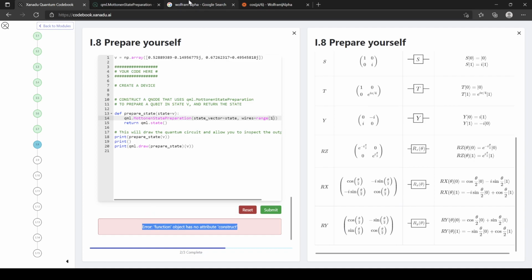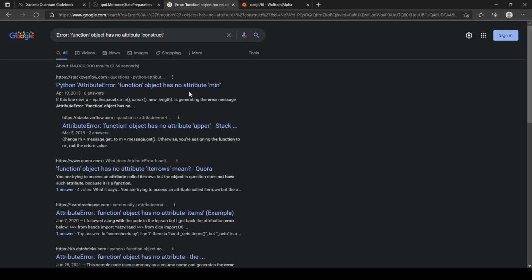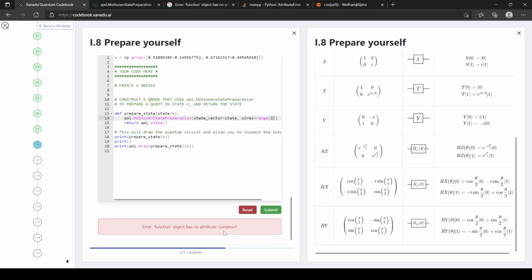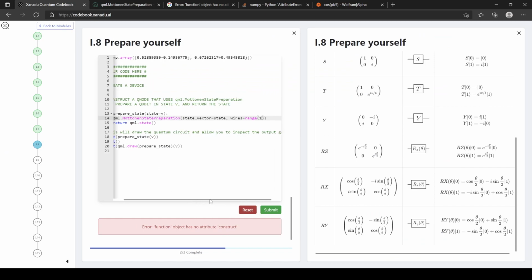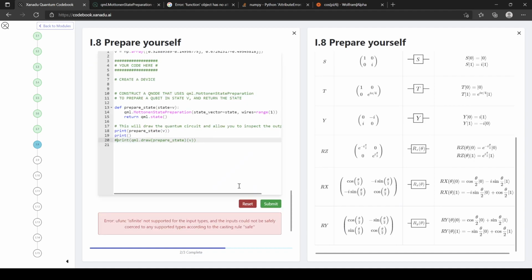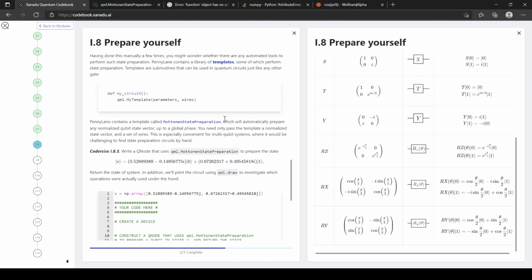Okay, I don't know what the error is actually. Let's just look this up. I think it's because we're trying to pass the function. Okay, I do not know why this is going wrong. All right, let's look at their example again.